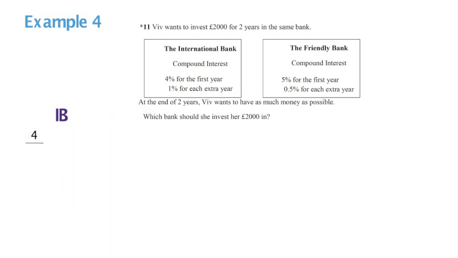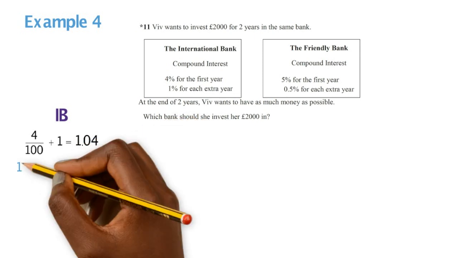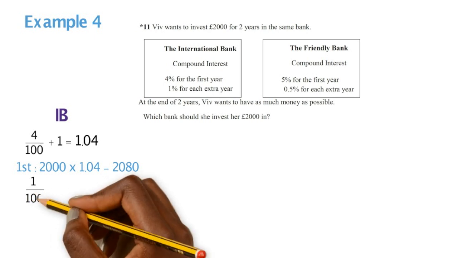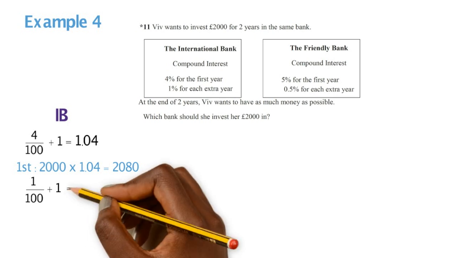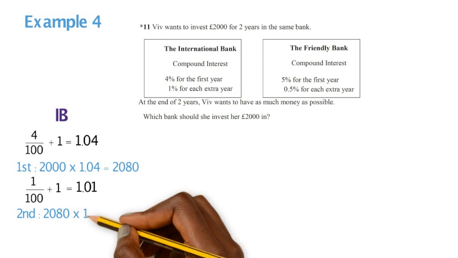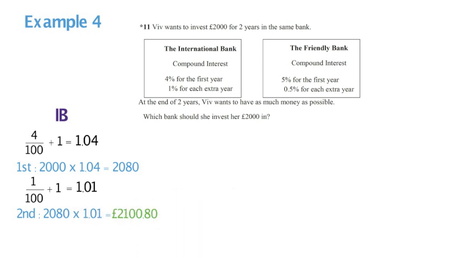So if we start off with International Bank, the rate for the first year is 4%. So because it's compound interest, if we do 4 divided by 100 plus 1, so this is a shortcut, we have 1.04. So at the end of the first year, because she starts off with 2,000, multiply that by 1.04 and she has 2,080. And because the second year is a different rate, you now have to work out 1 divided by 100 plus 1, which would be 1.01. And because it's compound interest, we have to do 2,080 times 1.01, which would leave you an answer of 2,100.80.